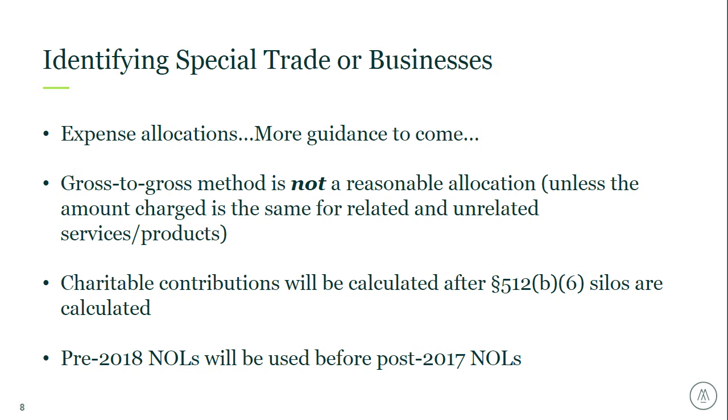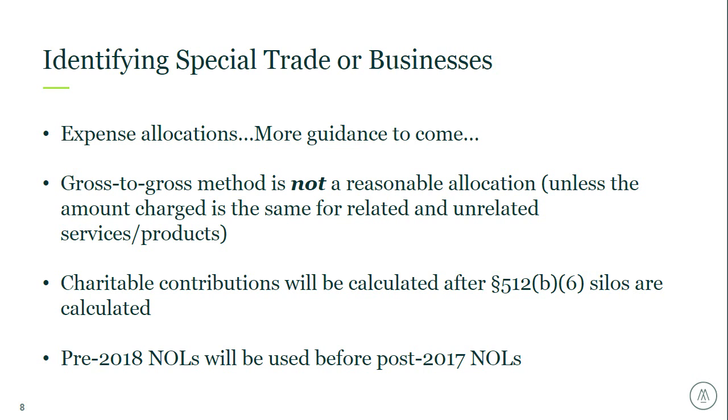The final regs also clarified that charitable contributions can be taken on the 990-T and that it's applied after UBI siloing is calculated. So you don't have to calculate a charitable contribution deduction separately for each UBI activity.